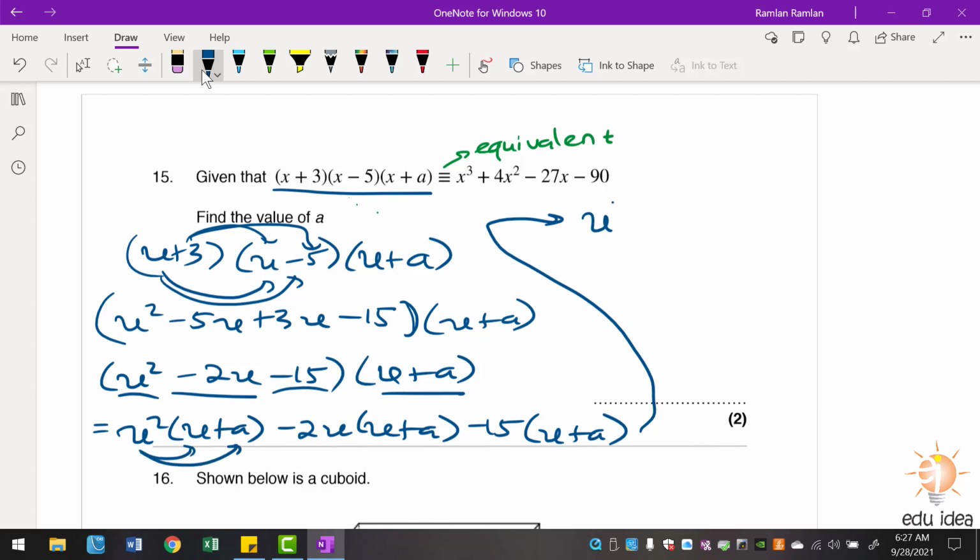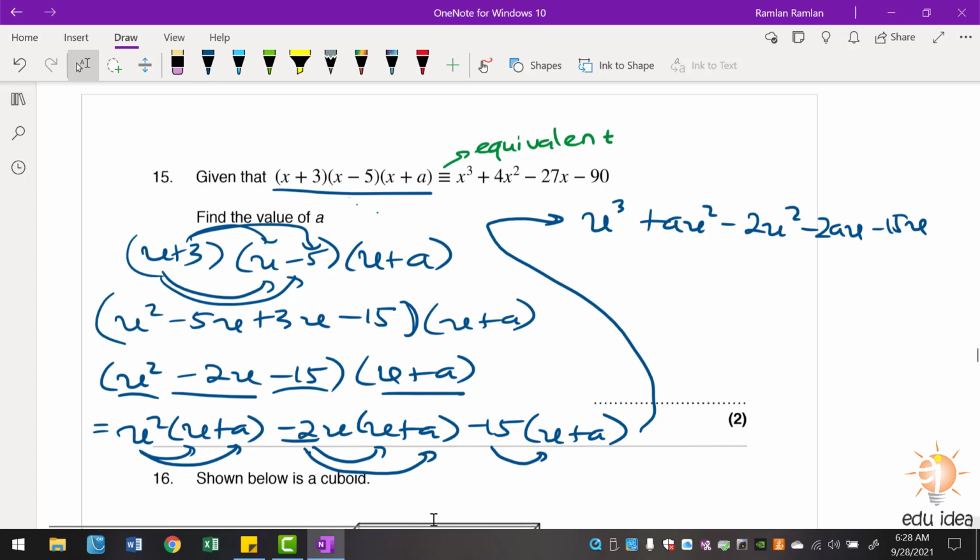We get x cubed plus ax squared, and then we have minus 2x squared, sorry, it should be minus 2x squared from here. Remember guys, the negative sign, be careful of that. And minus 2x times a is going to be minus 2ax. Okay, so it's going to be like this. We have minus 2ax, and then the next one is this one with this one. It's going to be minus 15x, and the last one is going to be minus 15a.